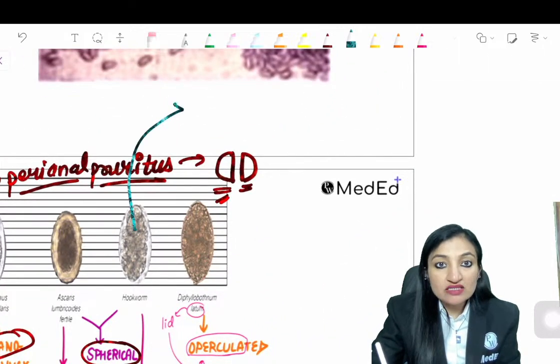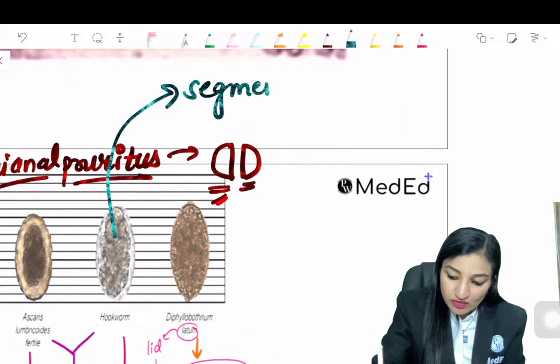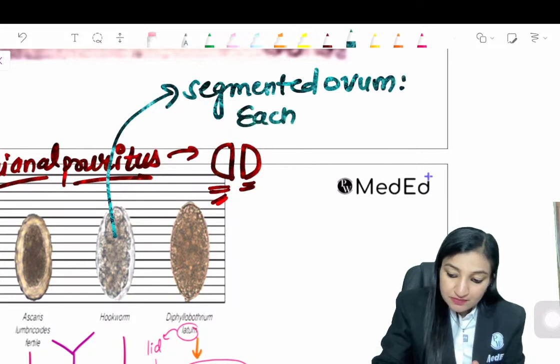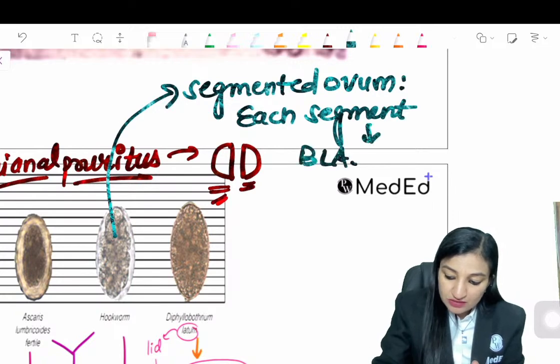And inside the hookworm egg, just have a look at this. Inside the hookworm egg, you can see a segmented ovum, and each segment is known as a blastomere. Okay, blastomere.